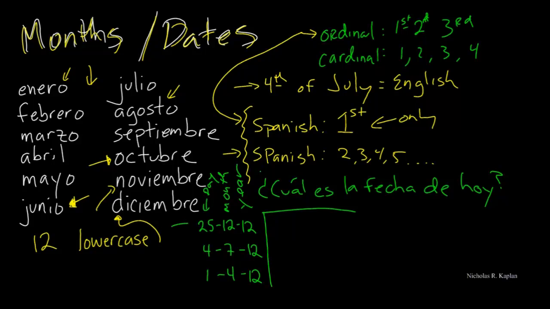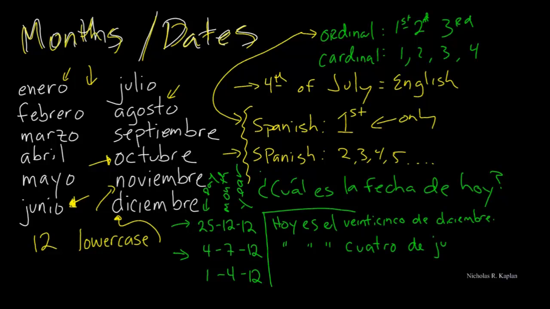So this first one, what is that? We have Christmas. And so if someone asks you the question, ¿Cuál es la fecha de hoy? You could say, hoy es el 25 de diciembre. So today is the 25th of December. Or if we wanted to say, it's the 4th of July, hoy es el 4 de julio.